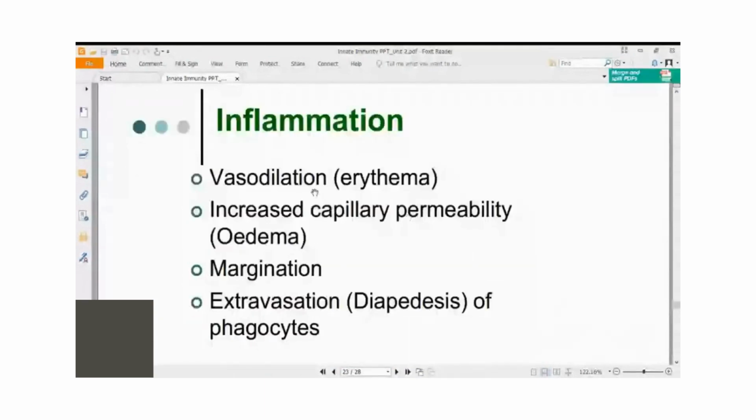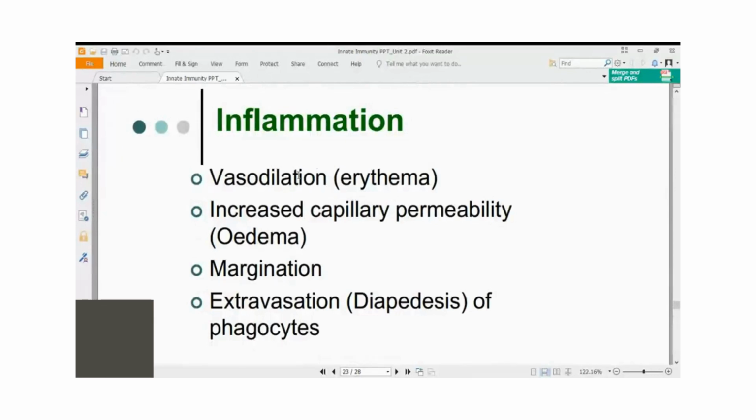Therefore, you need vasodilation. Vasodilation means enlarged blood vessels. The girth or dimension of the blood vessel increases. A large amount of blood comes to that area. Why does a large amount of blood come to that area? Because it has to bring all the defense cells into that area. As a result, that area gets red in color and the process is called erythema. Dilation of blood vessels results in erythema.